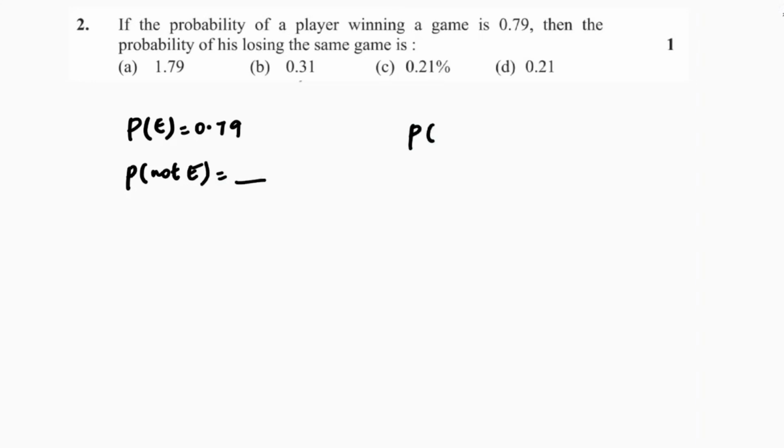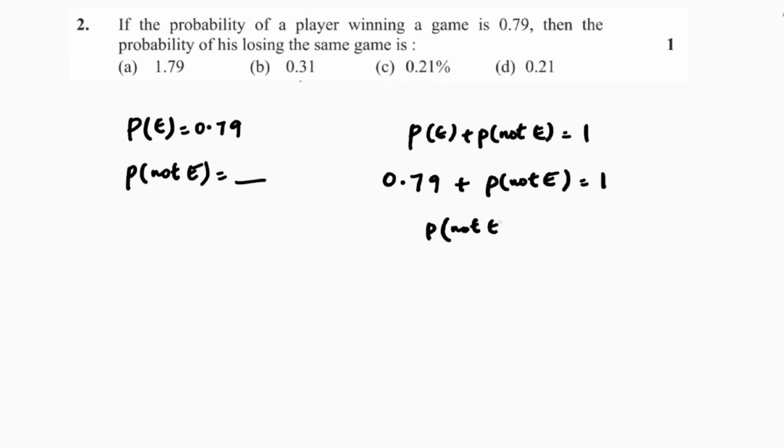So the probability of an event plus the probability of a not event is always 1. So the probability of an event is 0.79 plus the probability of the not event, here not winning, is 1. So here the probability of the not event is 1 minus 0.79.